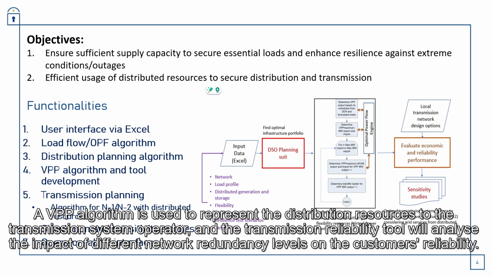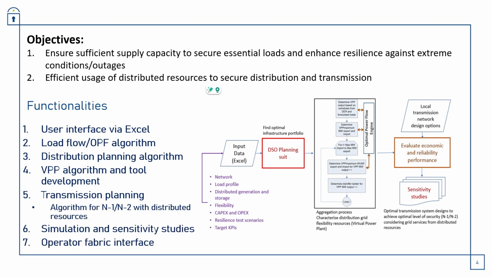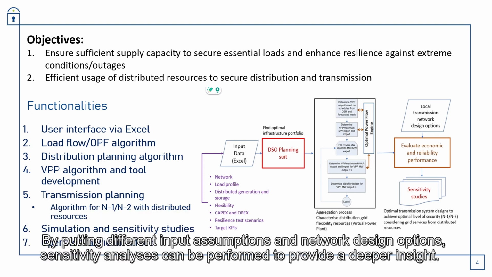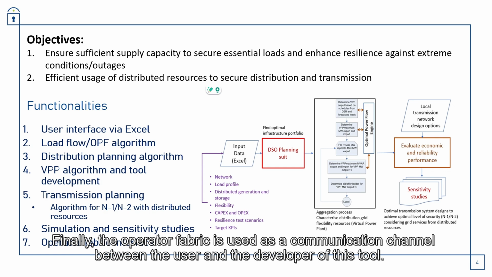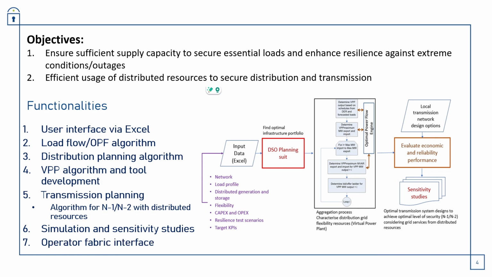A VPP algorithm is used to represent the distribution resources to the transmission system operator, and the transmission reliability tool will analyze the impact of different network redundancy levels on the customer's reliability. By putting different input assumptions and network design options, sensitivity analysis can be performed to provide a deeper insight. Finally, the Operator Fabric is used as a communication channel between the user and the developer of this tool.